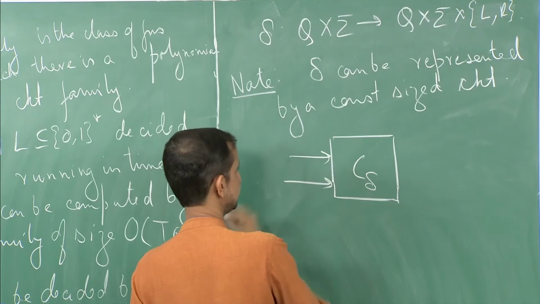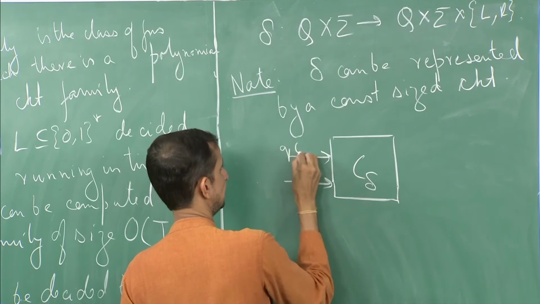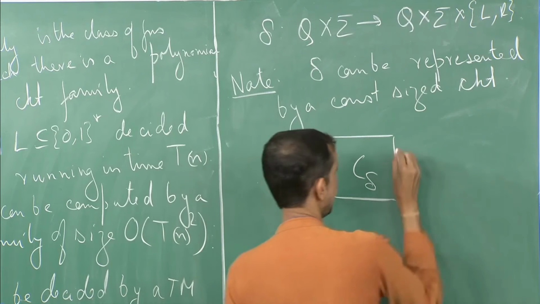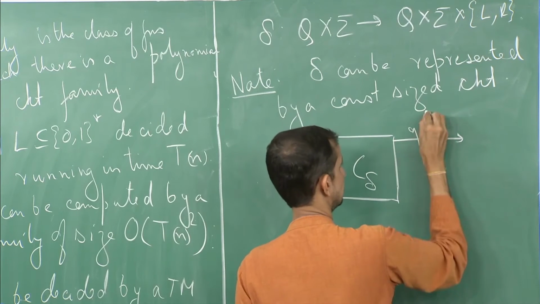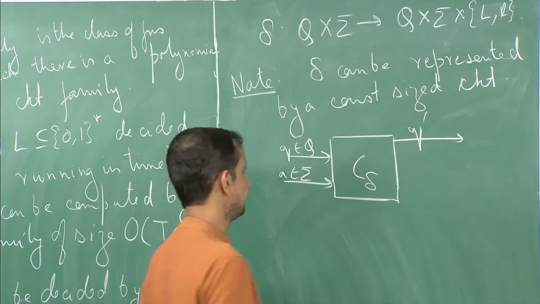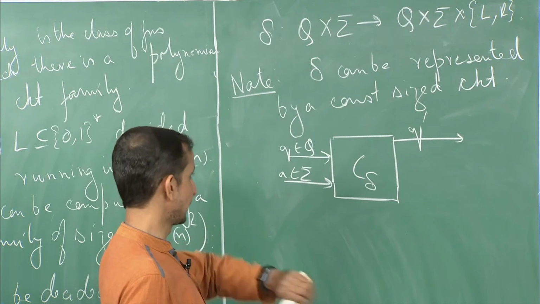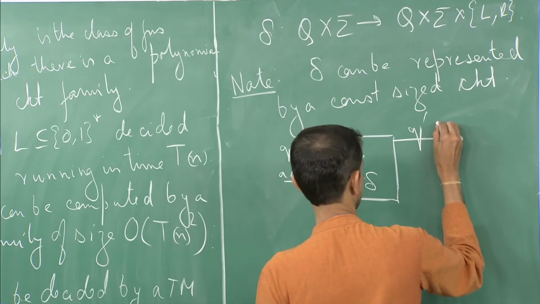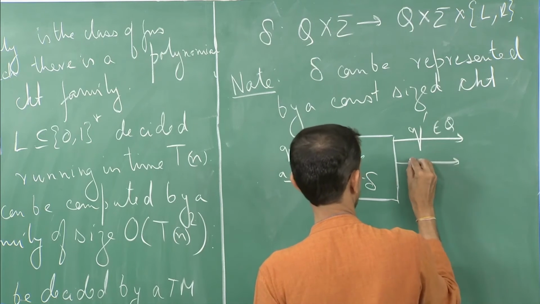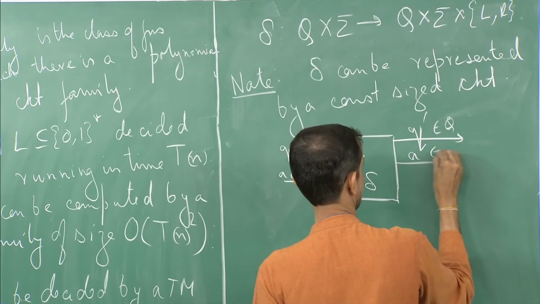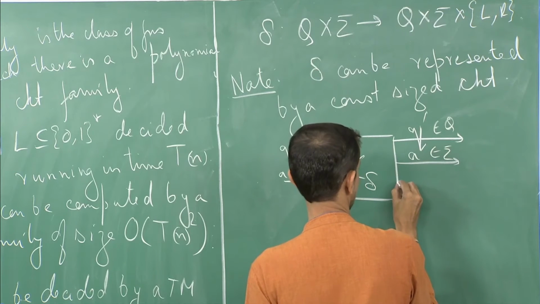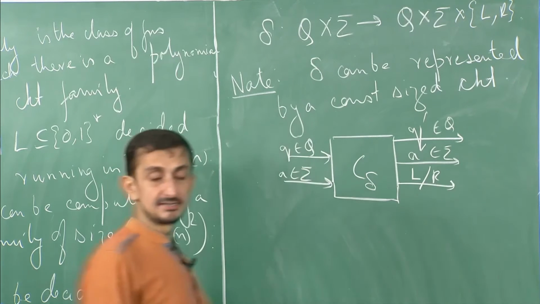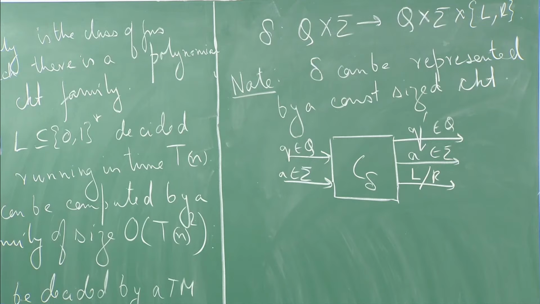So, C delta takes as input some q in Q, and let us say some a in Sigma, and then it outputs the q prime corresponding to whatever delta is. So, it outputs a q prime in Q, it outputs a prime in Sigma, and it outputs a bit which says whether you have to go left or right.